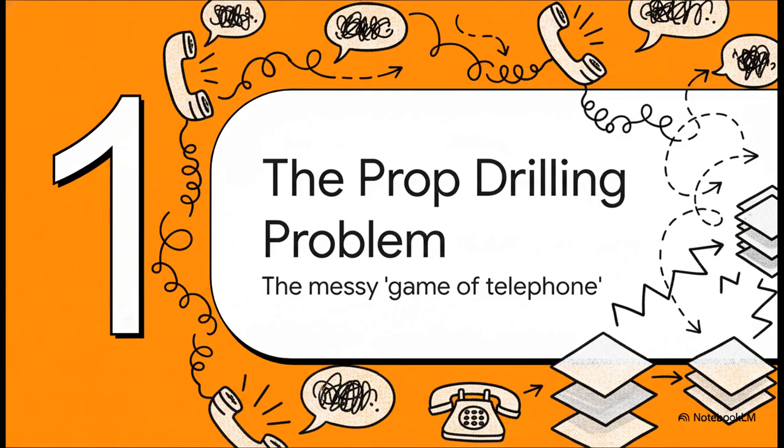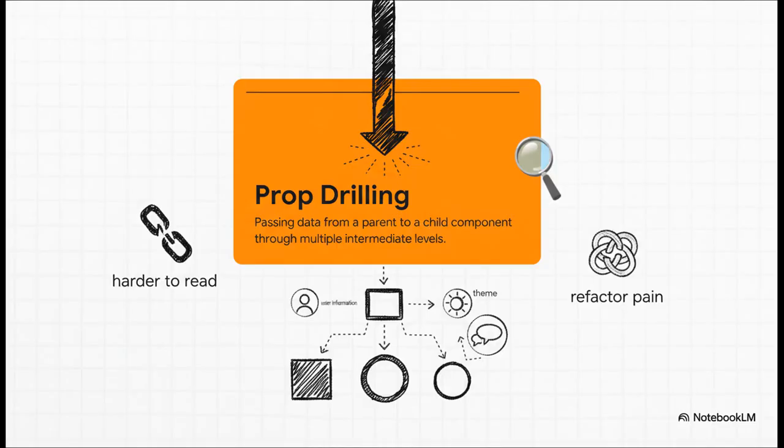We call it prop drilling, but honestly, I think this game of telephone analogy is just perfect. You know, a message starts out crystal clear at the top, but by the time it gets to the bottom, it's passed through so many hands, it's a miracle it even arrives in one piece. So prop drilling is exactly what it sounds like. You're just drilling a prop straight through your component tree. And this gets really frustrating for stuff that needs to be available everywhere, like user info, the current theme, or language settings. It just makes your code way harder to read and a complete nightmare to refactor later on.